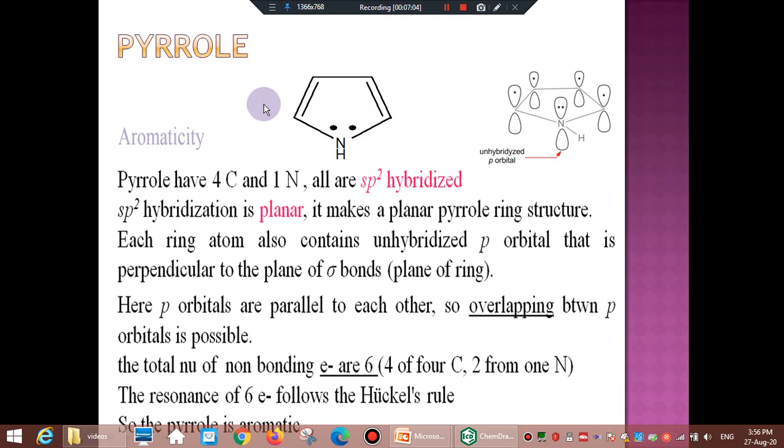The compound is planar. Why? Because it is sp2 hybridized and it contains conjugation. So all three aspects are satisfied by pyrrole: planarity, presence of conjugation, and presence of an aromatic sextet to become an aromatic compound. So pyrrole is aromatic.